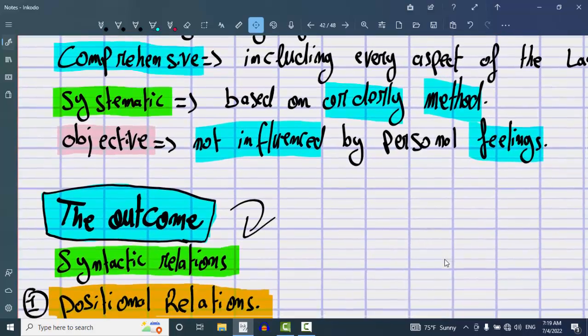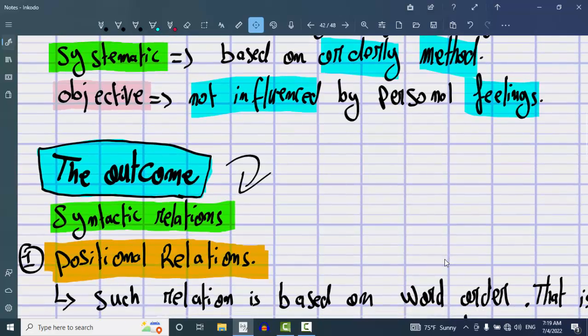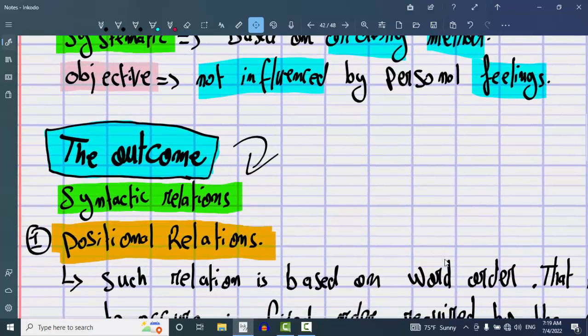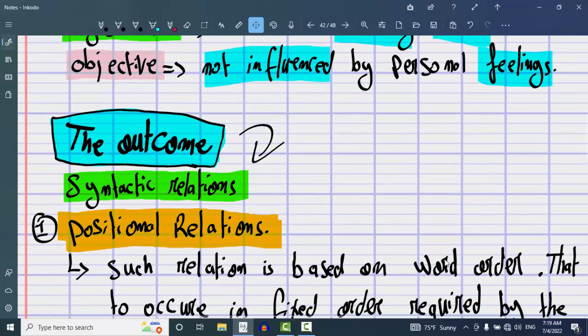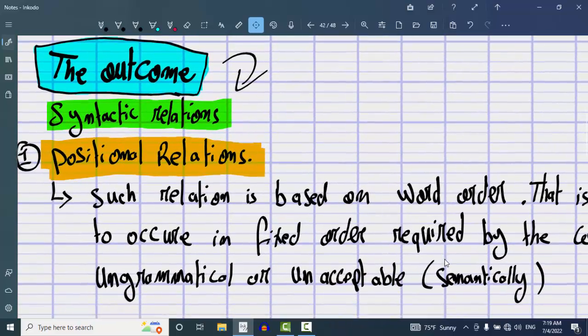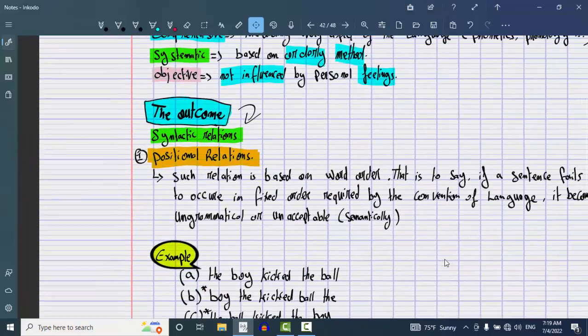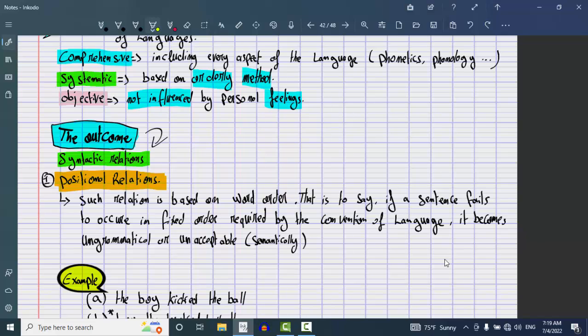For example, it has given us syntactic relations. Some of these relations are positional relations. What do we mean by positional relations? It says that such relations are based on word order. That is to say, if a sentence fails to occur in a fixed order required by the convention of the language, it becomes ungrammatical or unacceptable.